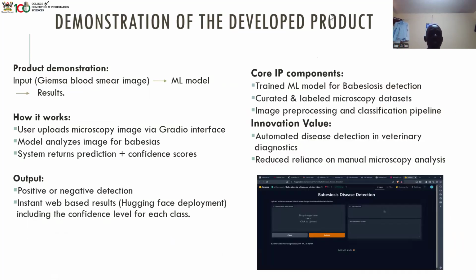So for the demonstration of the developed product, of course, here, as you see, you're seeing this interface down here on this image. You do what we call input. You drag your image there. Of course, then you submit it. The model will process it and will give you the results instantly. That's the best way I can show you how the user interface is going to be used, or how the model is going to be used.